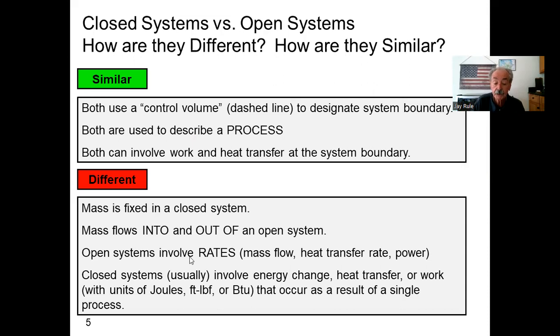Open systems involve rates: mass flow, m dot; heat transfer rate, Q dot; and power, W dot. Closed systems, usually, with a few exceptions in specially worded problems, involve energy change, delta U, heat transfer Q in, or work W out. The units of those would be things like joules, foot-pounds force, or BTUs.